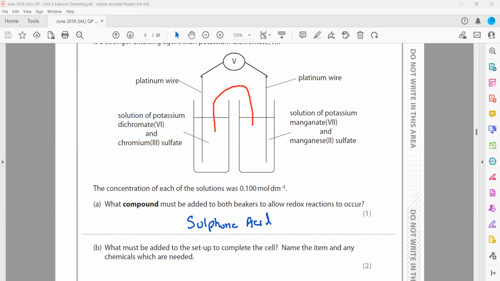So the missing part is a salt bridge, and what compound? It should be dipped in a solution of potassium nitrate or a group 1 salt, as they are all soluble. So we should add the salt bridge. And what is actually a salt bridge? A salt bridge is actually a filter paper which is soaked in potassium nitrate or sodium nitrate.